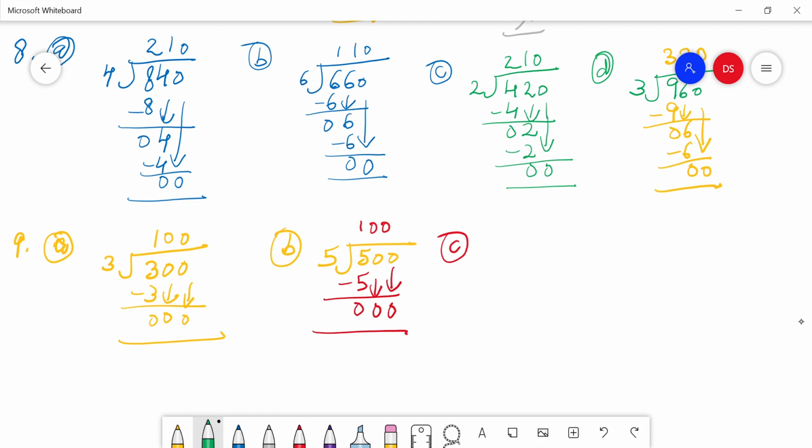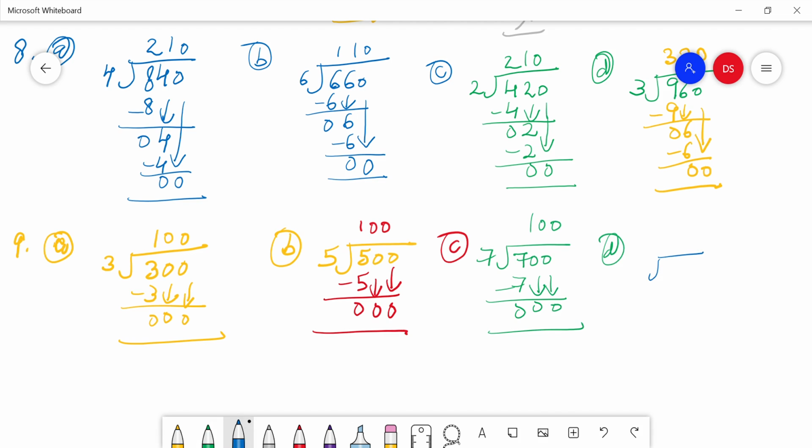Now C part. The question is 700 divided by 7. 7 ones are 7. 0. Next digits are 0. So we will put zeros on the quotient place. The answer is 100. Now we will do D part. D part is 900 by 9. Answer is 100. 9 ones are 9. This is 0. Again there is 0.